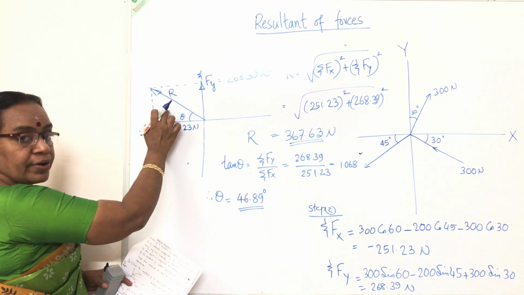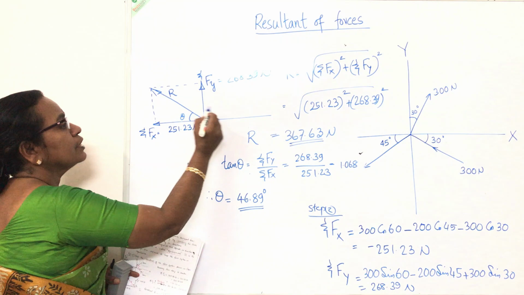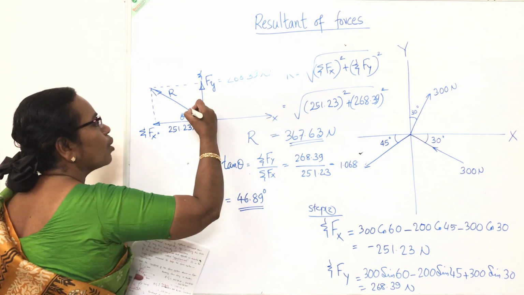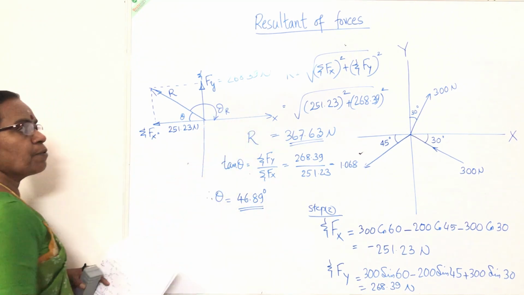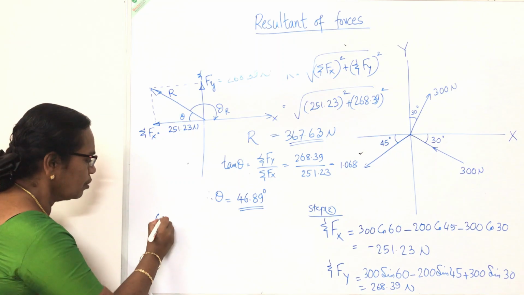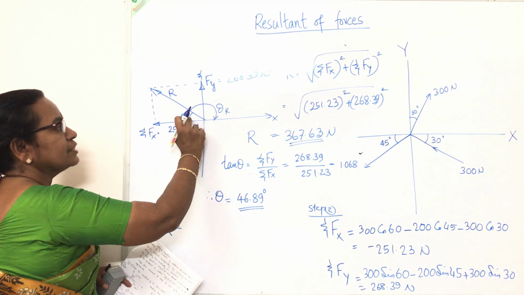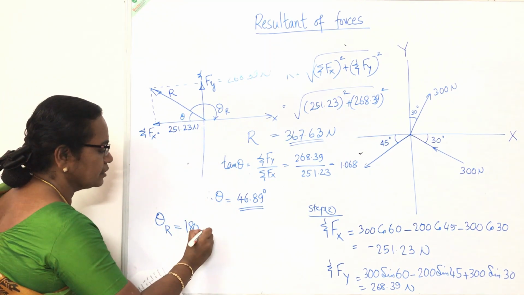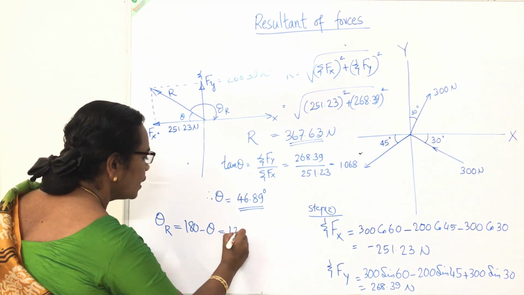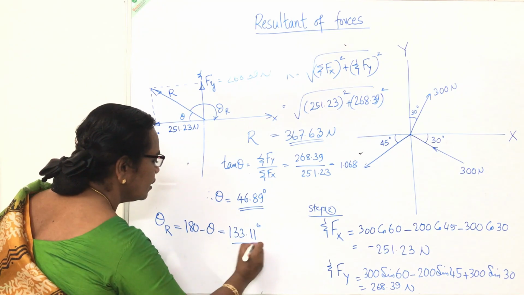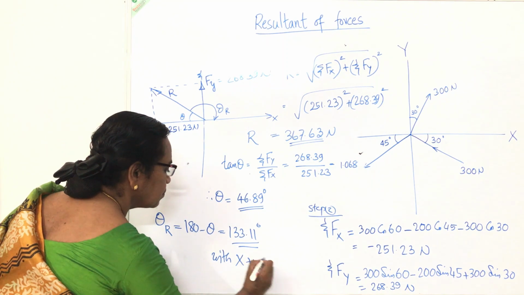So this is in the second quadrant. Normally, we express the resultant angle as the angle which the resultant makes with the positive direction of the x-axis. So the normal practice is to express this angle of the resultant with the x positive direction. So theta r is 180 minus theta, 180 minus 46.89, which will work out to 133.11 degrees with x positive direction.